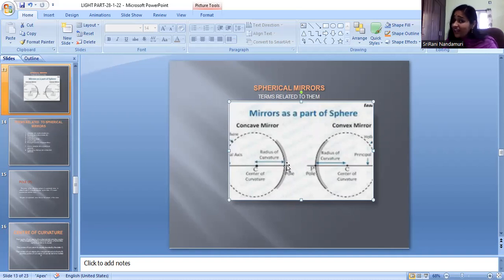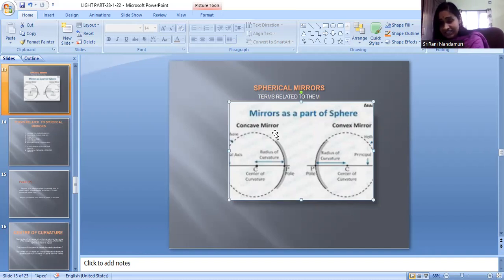By the way, the pole is the center of the aperture. What is the pole? This is the center point of the complete reflecting surface, the aperture. The pole is the center point of the aperture and the center of curvature is the center point of the sphere. The distance between these two points is called the radius of curvature.